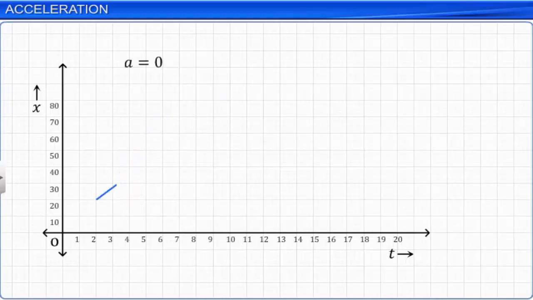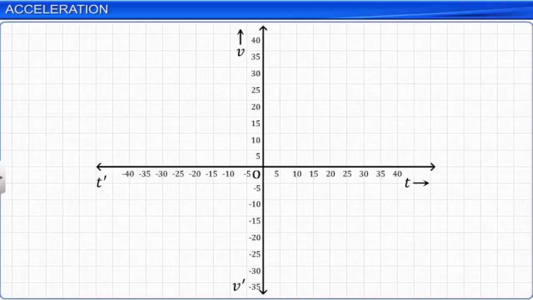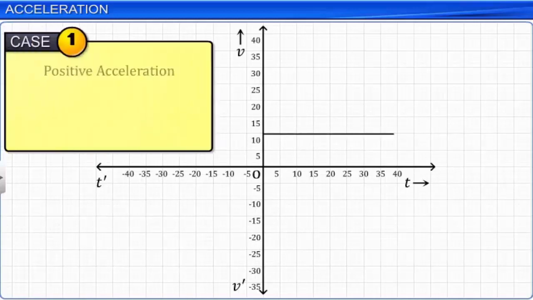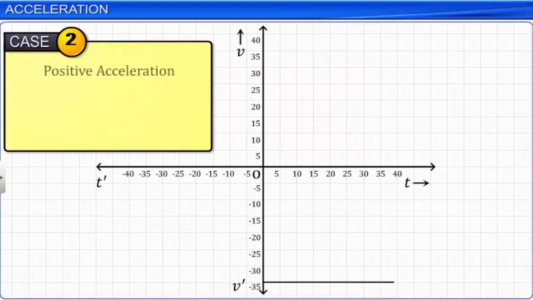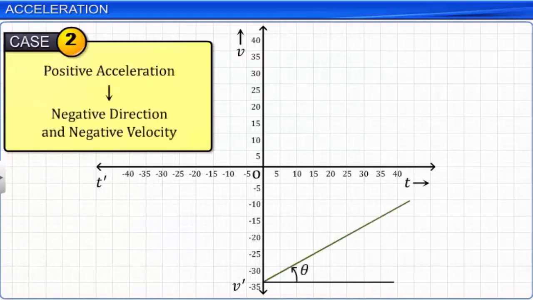Let us see what the VT graphs for all 4 cases explained earlier look like. Body with positive acceleration, that is, positive direction and positive velocity. The graph is an inclined line above the x-axis with upward inclination. Body with positive acceleration, that is, negative direction and negative velocity. The graph is an inclined line below the x-axis with upward inclination.